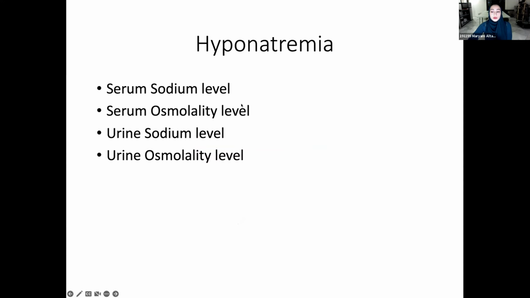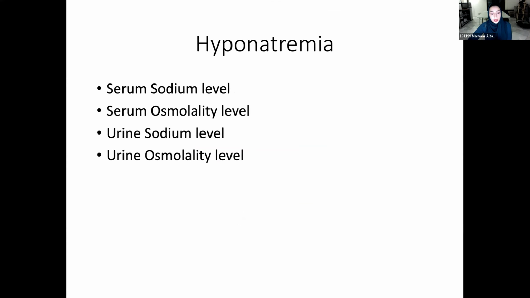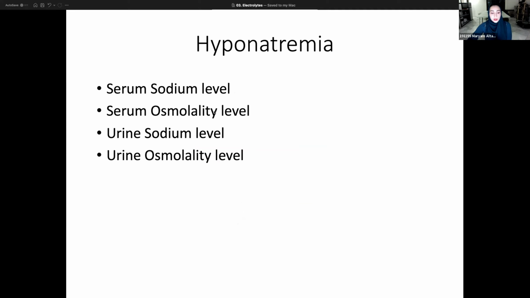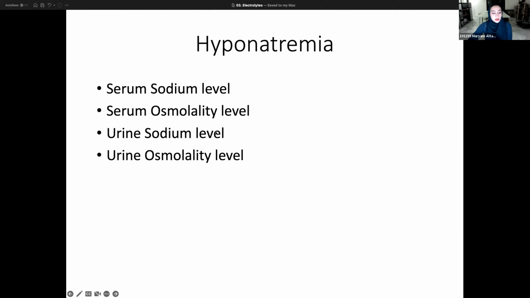Okay, so now when we look at hyponatremia, first we look at the serum sodium level. Is it actually hyponatremia? And then serum osmolality. Remember, it can either be low, which is true hyponatremia, or high, then it's pseudo-hyponatremia due to high levels of proteins, high levels of glucose, etc. Then, what we just talked about, you're going to look at your urine sodium level and your urine osmolality level.